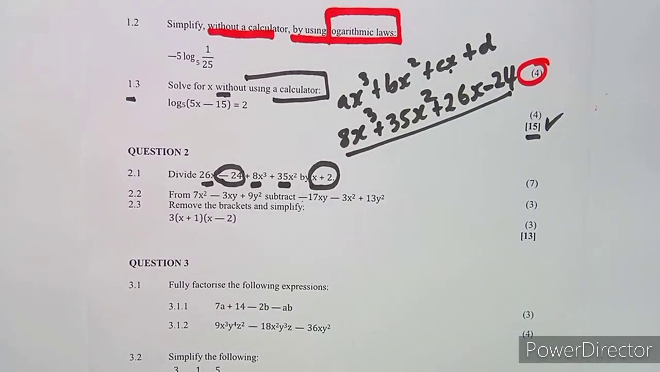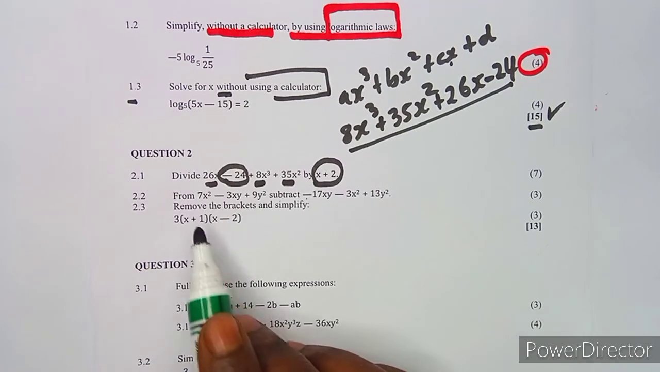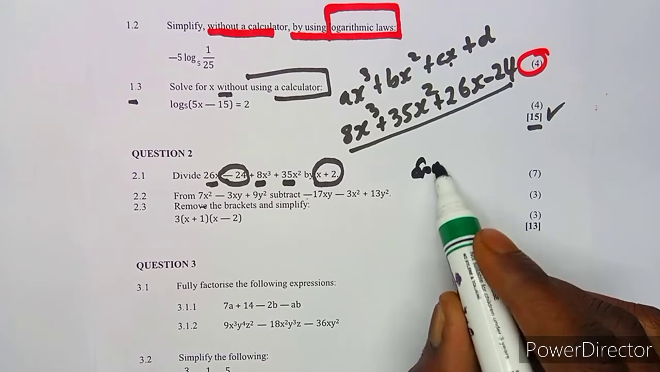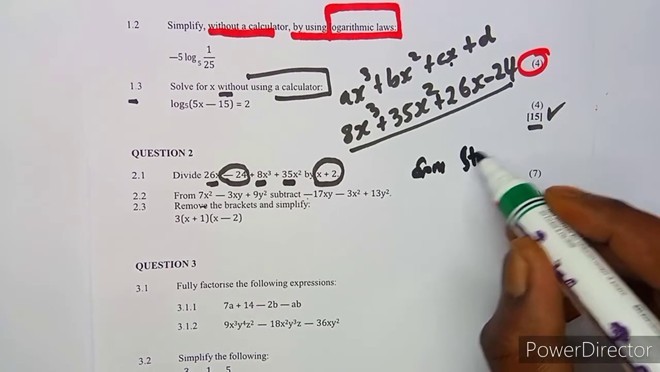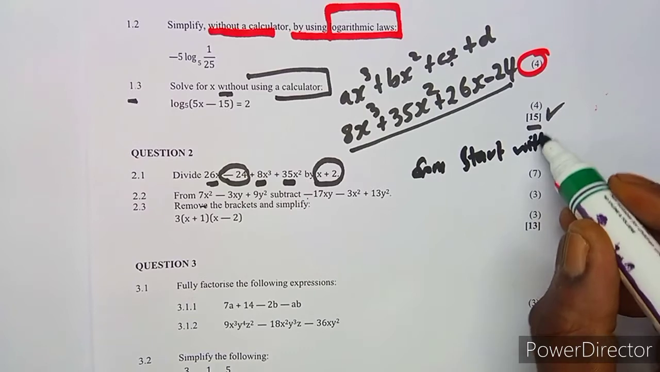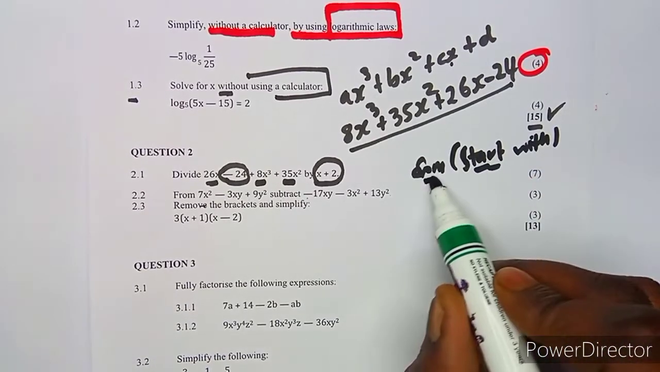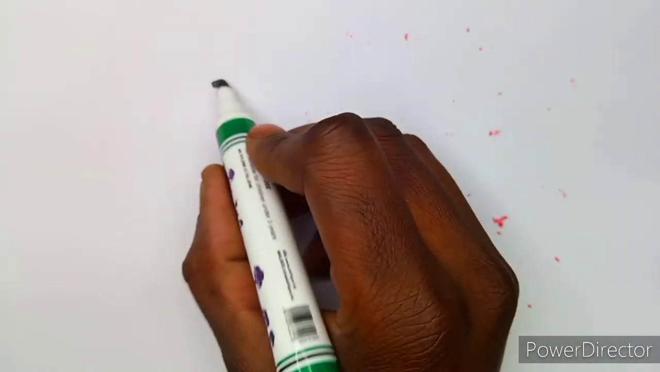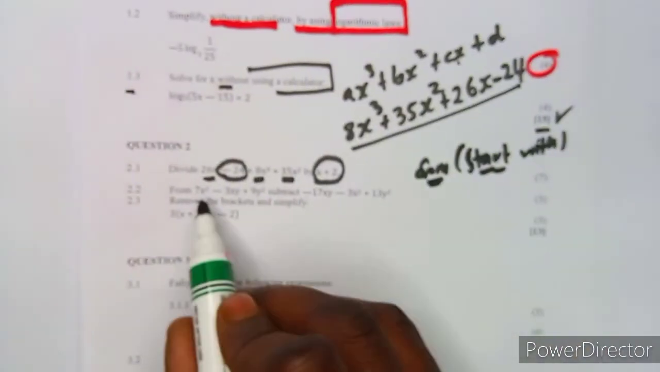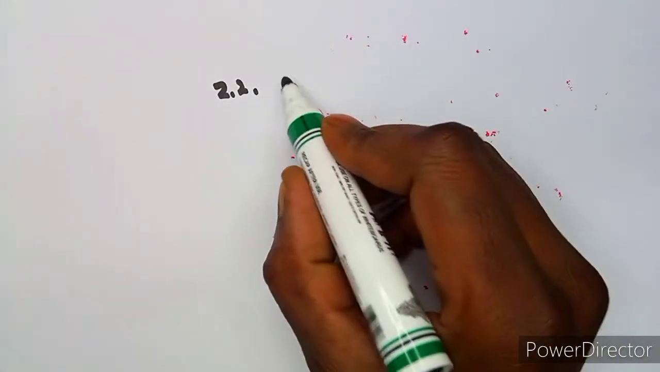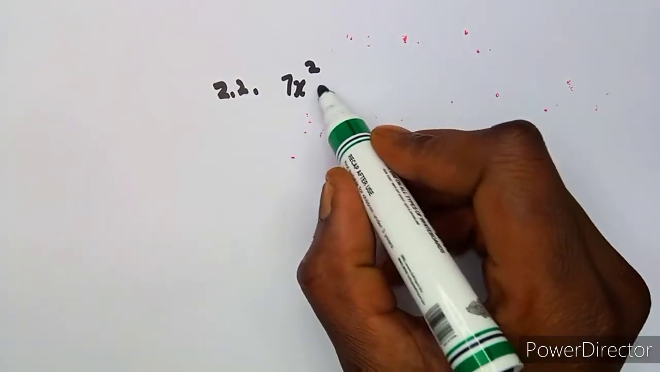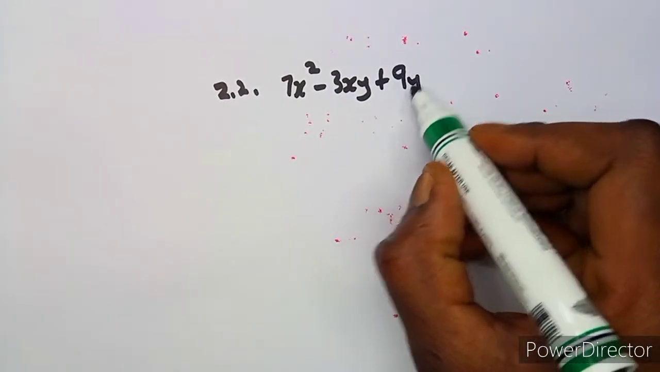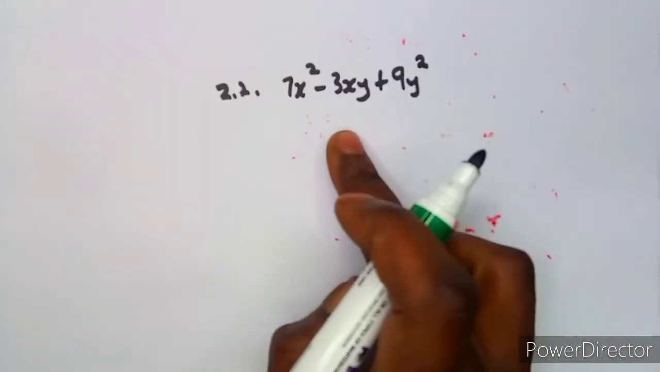All right. Then we are given to subtract from this expression. Take note, whenever you are given "from", it is the one that you start with. That is the one that you start with. From, always from. So this is from this expression. What is the expression? This one, as it is, guys, which is 7x squared minus 3xy like this plus 9y squared.